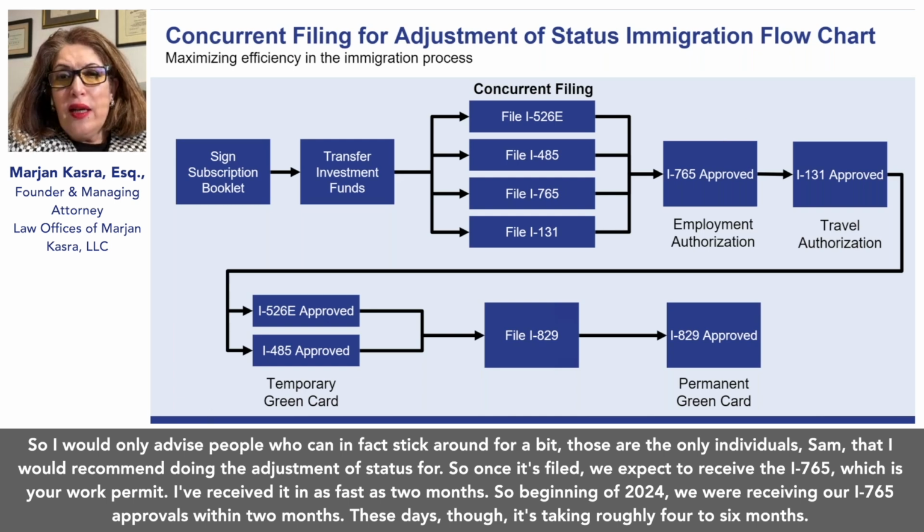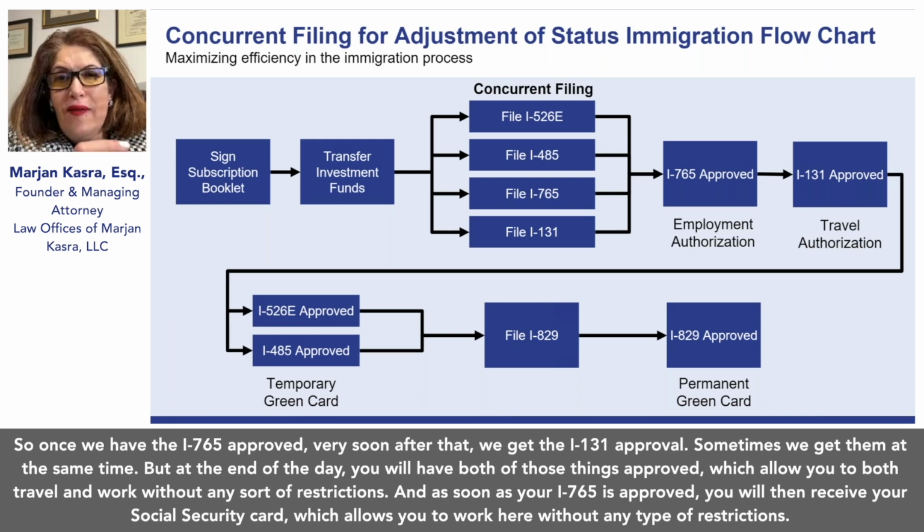So once it's filed, we expect to receive the I-765, which is your work permit. I've received it in as fast as 2 months. So at the beginning of 2024, we were receiving our I-765 approvals within 2 months. These days, though, it's taking roughly 4 to 6 months. Once we have that I-765 approved, very soon after that, we get the I-131 approvals. Sometimes we get them at the same time. But at the end of the day, you will have both of those things approved, which allow you to both travel and work without any sort of restrictions.